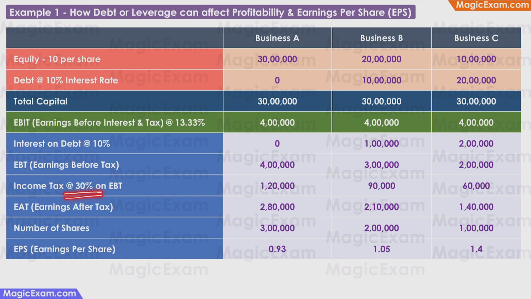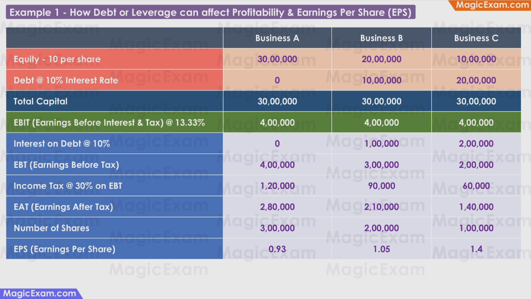Income tax is 30% on earnings before tax. So income tax comes to 1,20,000. So the earnings after tax is 2,80,000. And since there are 3 lakh shares, dividing the earnings after tax by 3 lakhs gives us 0.93 as earnings per share. In business B, there is a debt of 10 lakhs.